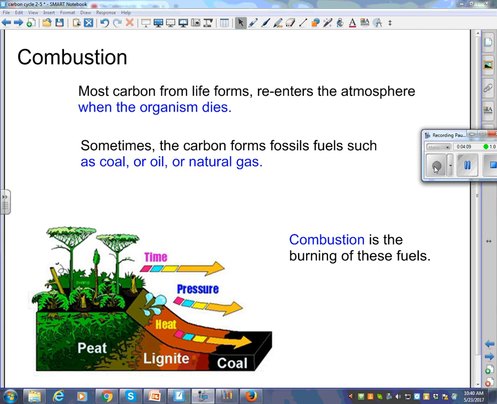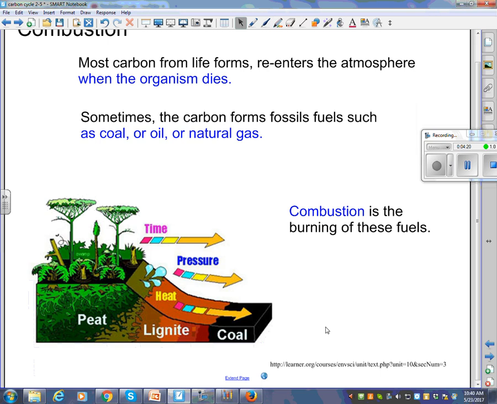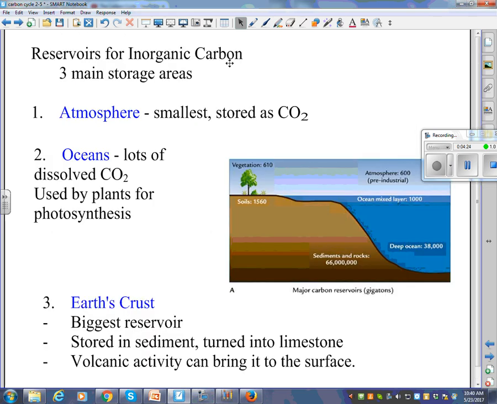Okay, so combustion: most carbon from life forms re-enters the atmosphere when the organism dies. Sometimes the carbon forms fossil fuels such as coal, oil, or natural gas, and combustion is the burning of these fuels. So we're putting more carbon into the atmosphere than we can take out. Okay, this is where we left off, I think. All right, so let's just go through this quickly.